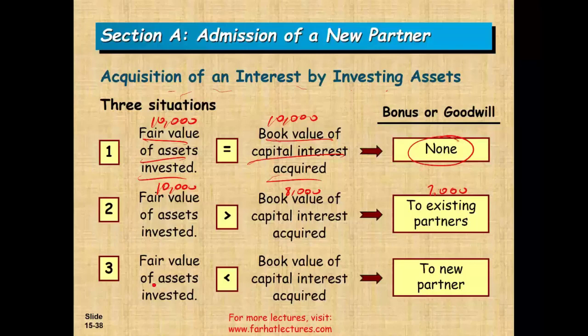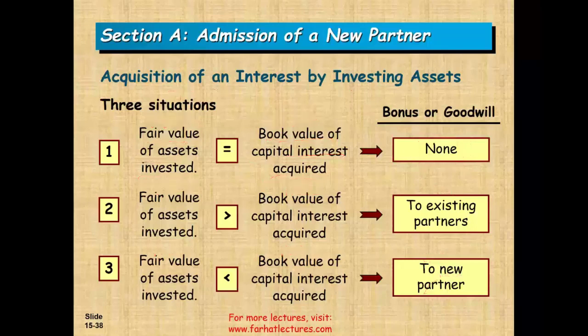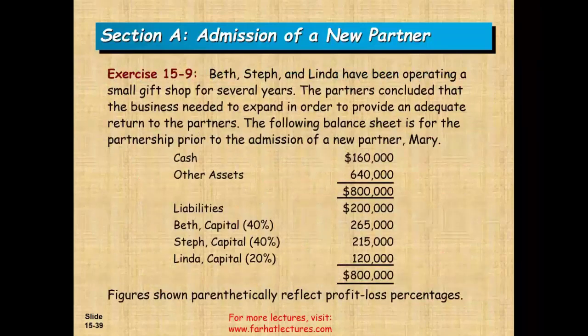If the person invested $10,000 and we gave them $12,000, we gave them more than their book value, then the additional $2,000 goes to the new partner, and we'll see an example. Okay, so if somebody is getting more than what they paid for, they will get a bonus. If somebody gets less than what they paid for, the bonus goes to the other partners. Okay, and the best way is to work through a series of examples.